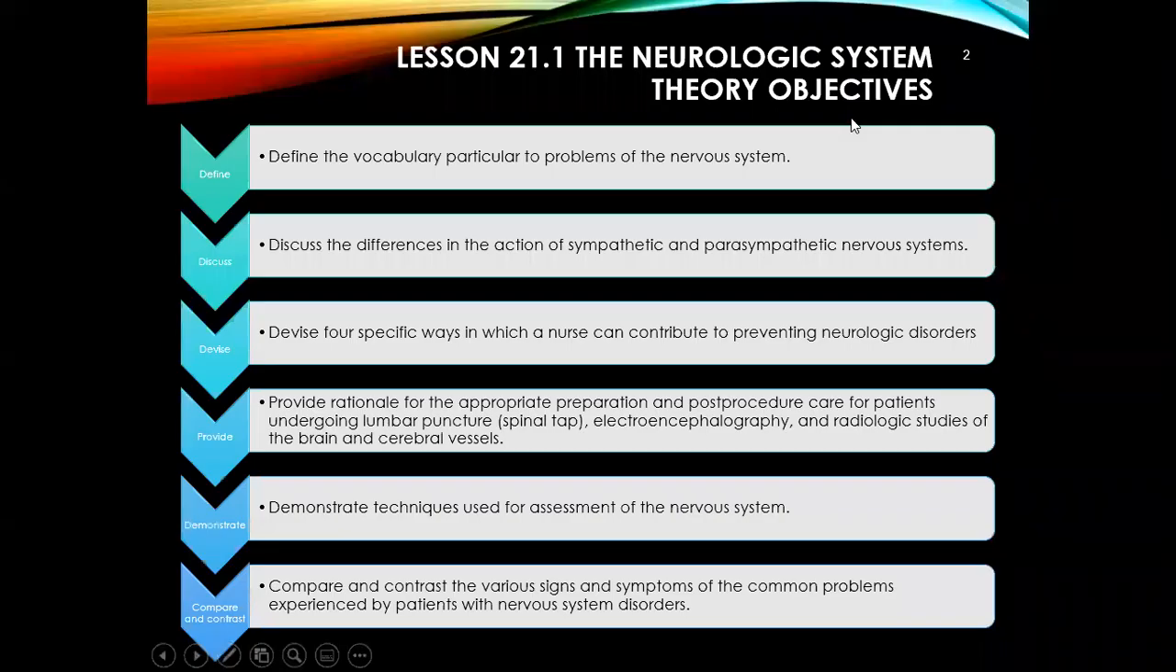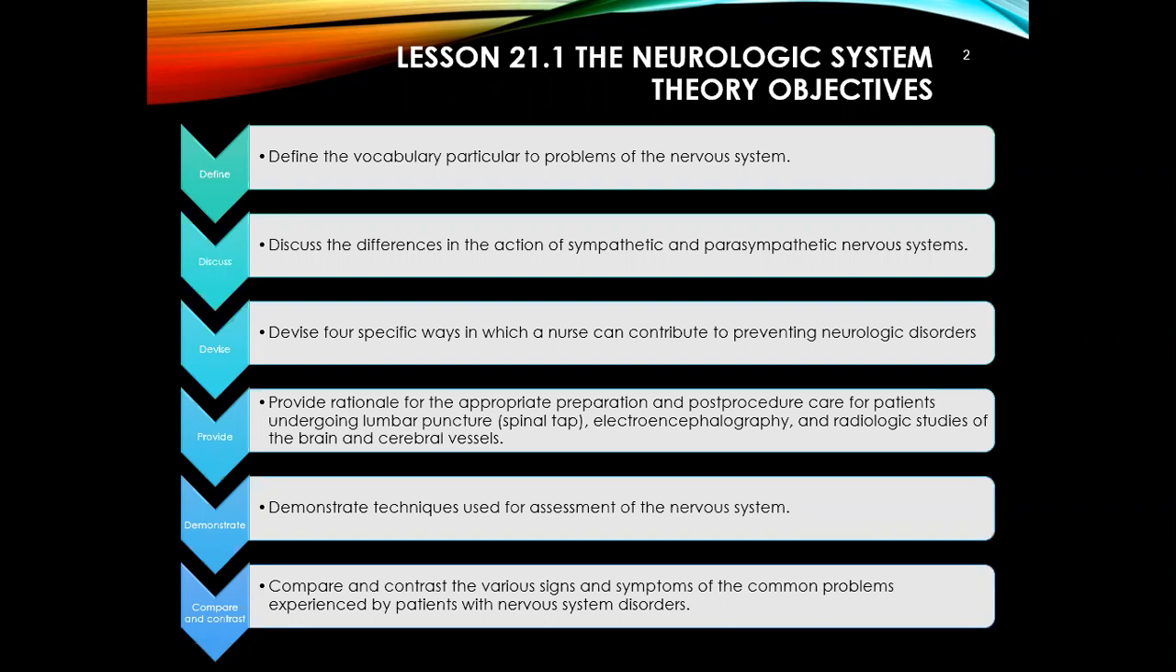Chapter 21, the Neurologic System. Lesson 21.1, the Neurologic System Theory Objectives. Define the vocabulary particular to problems of the nervous system. Discuss the differences in the action of sympathetic and parasympathetic nervous systems.